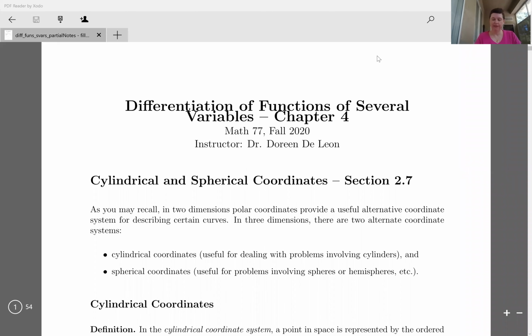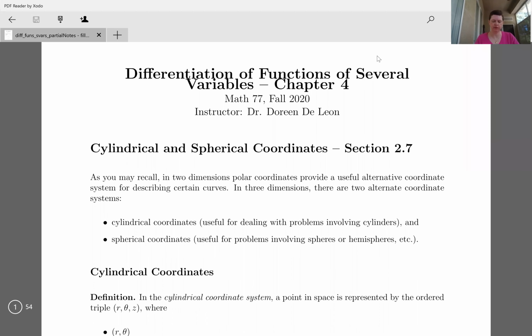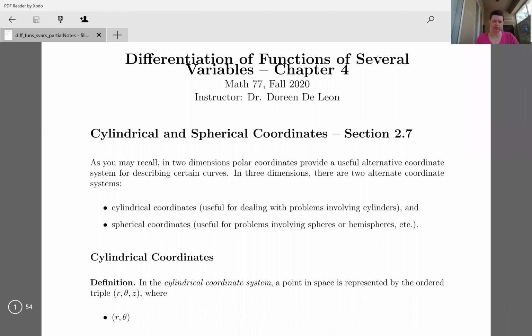Hi there. Today, or at least this video, we're going to start moving into functions of several variables. We're going to start by talking about different coordinate systems, and first up are cylindrical coordinates.